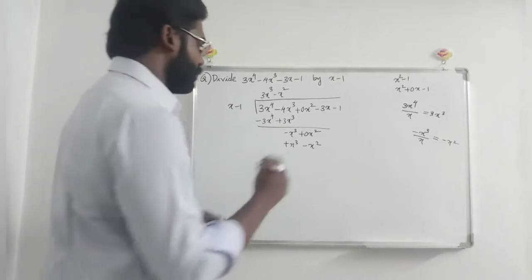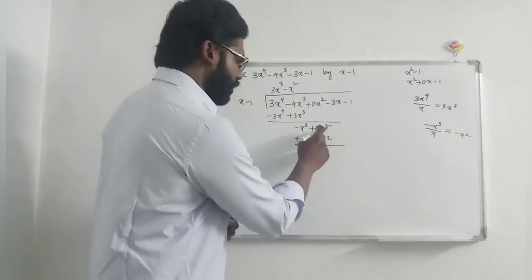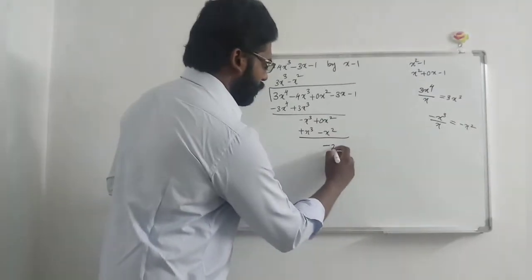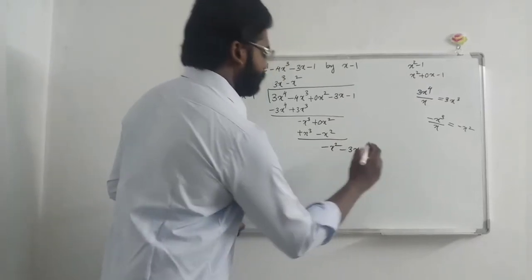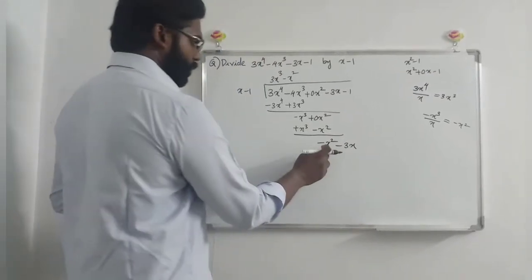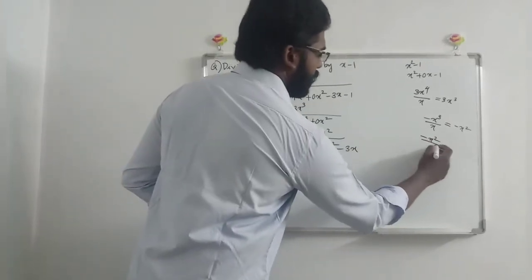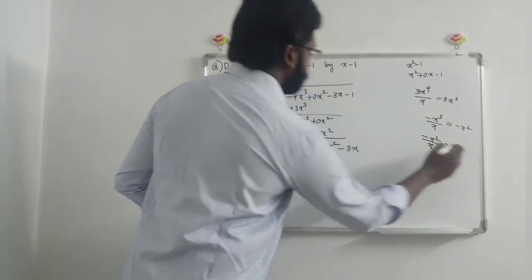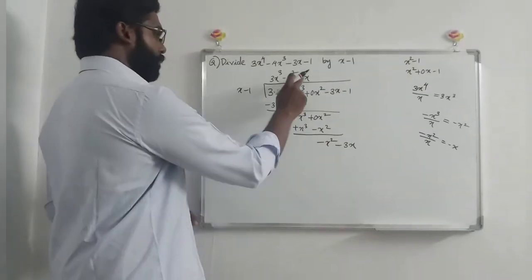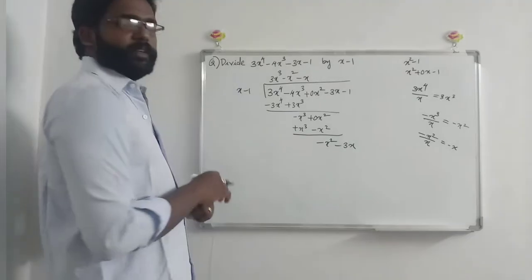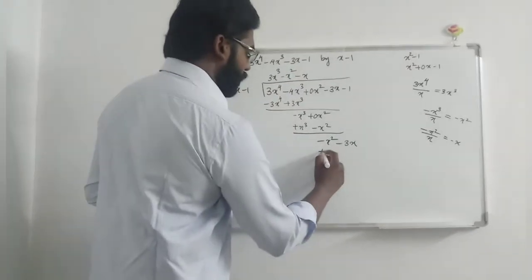Now we can do it. The first terms are cancelled. This is just 0. 0 plus any number is the same number. Okay, next. Then the x squared term, and this is the x term. So you can divide minus x squared by x. Answer: minus x. Then you multiply minus x by x minus 1. Minus x into x is minus x squared, but we write plus x squared.